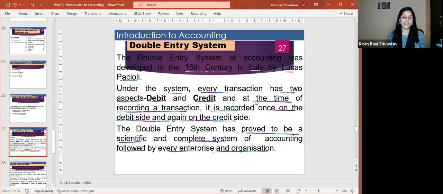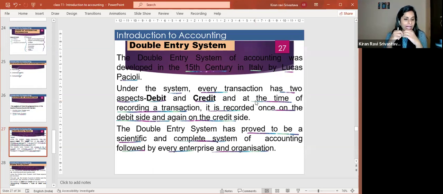Now, double entry system means that when you're recording one transaction, there are two sides in accounting, debit and credit. In the next chapter, I'll explain what debit and credit are. So whenever I'm recording a transaction, there will be two pieces of information. One will go to the debit side and one will go to the credit side.